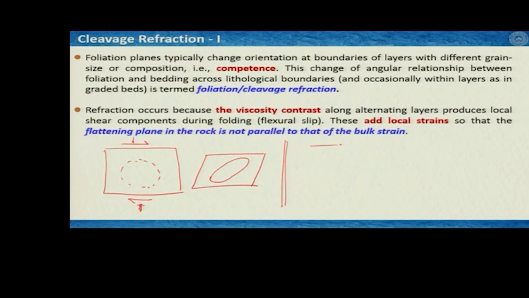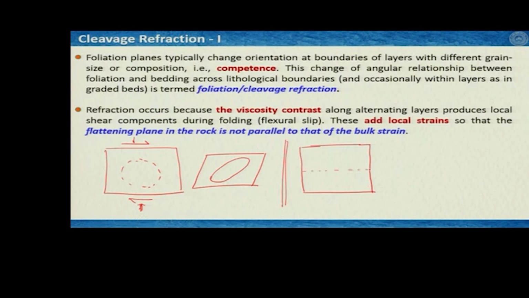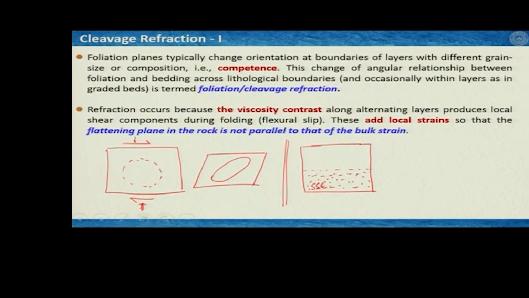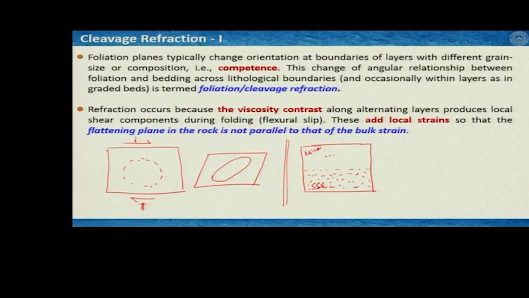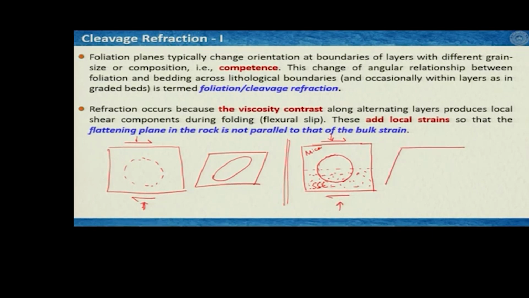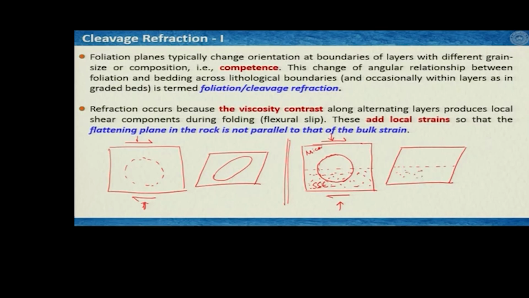But if I have two different layers, say this one is competent and the top one is incompetent, say this is sandstone and this is mica-rich rock. Now, initially I have the same circle I have drawn here, and I am applying the same deformation here, and if we deform it, both of them would get sheared.